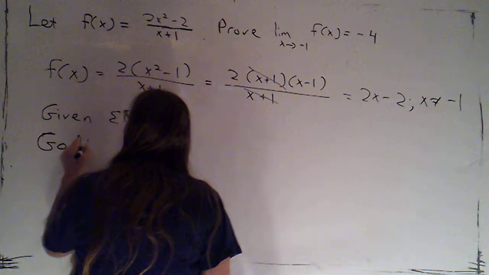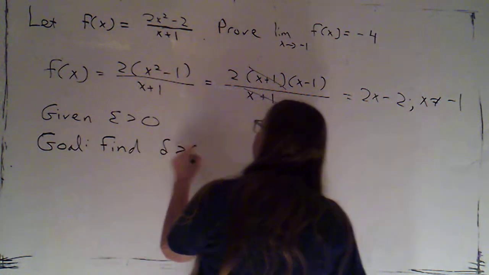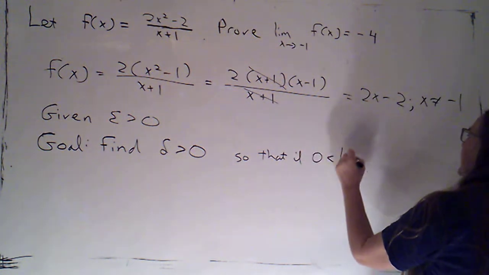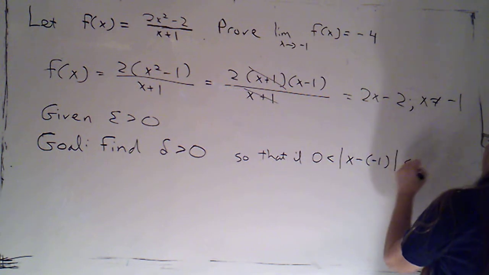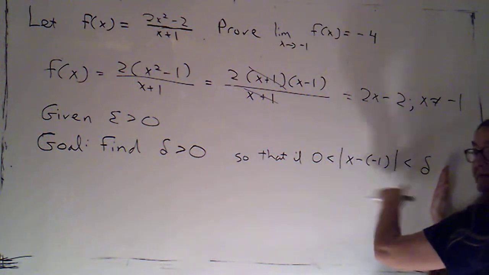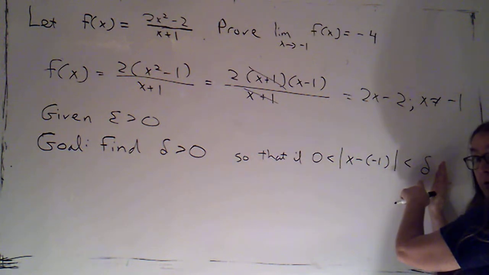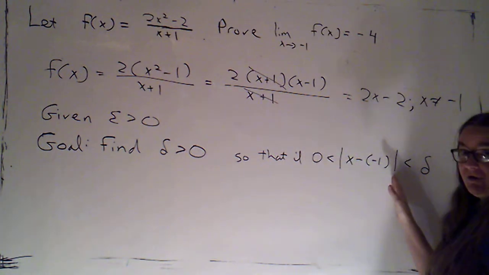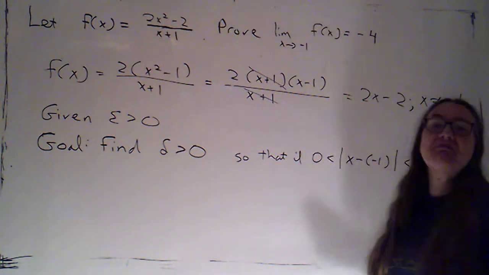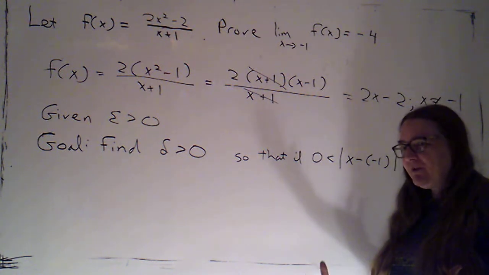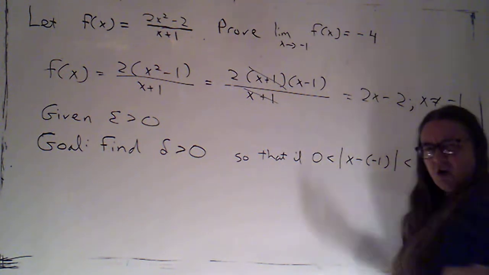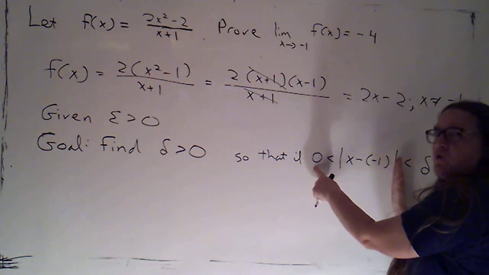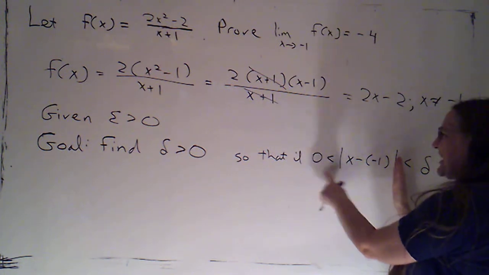Our goal now is to find a delta bigger than 0, so that if 0 is less than the absolute value of x minus a -1 is less than delta. So remember, this says that x is close to -1 using delta as our standard of closeness. This part says x is not equal to -1. And for this problem, that's going to be important. In our last problem, we wrote this because we wanted to show that we were exactly matching the definition, and it's part of the definition, but we didn't really need to use this part of the inequality. Now we're going to need that.